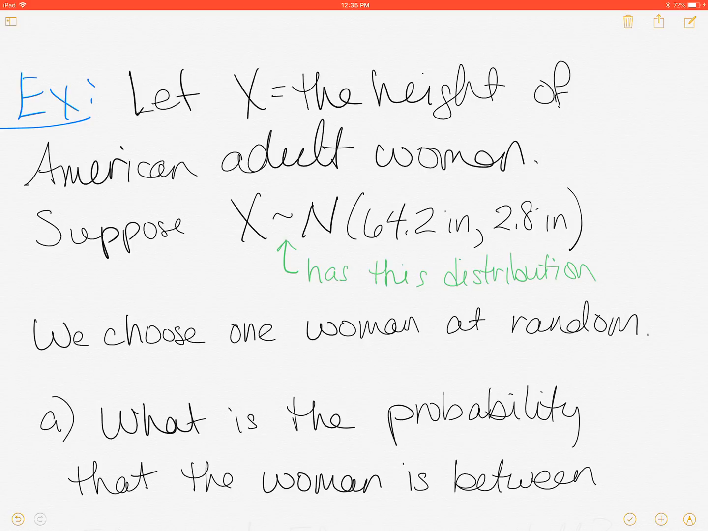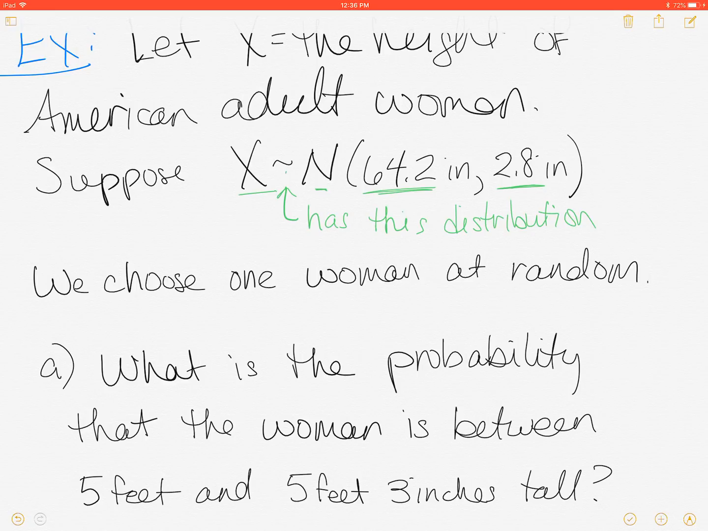So, an example. Let X be the height of American adult women. Suppose X ~ N(64.2 inches, 2.8 inches). The little single squiggly line is called a tilde. If we do two squigglies, that means approximately equal. When we do just one, it means has this distribution. So this is saying X has a normal distribution with mean 64.2 and standard deviation 2.8. It's just easier to write that way.